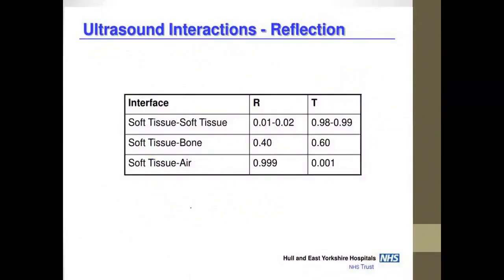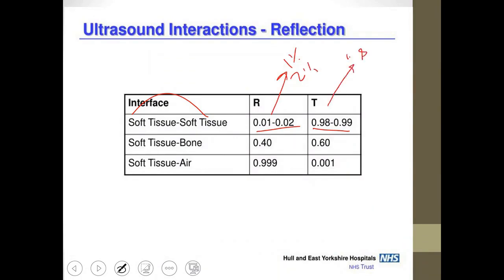For example, if you have an interface between soft tissue and soft tissue, the reflection is about 0.01 to 0.02. So the transmission is the remainder to 1, which means you are left with 100%. If you multiply the reflection value of 0.01 by 100, you get approximately 1%, which means the reflection is between 1% and 2%. If the reflection is between 1% and 2%, then the transmission is between 98% and 99%.